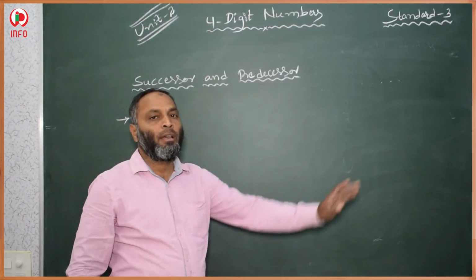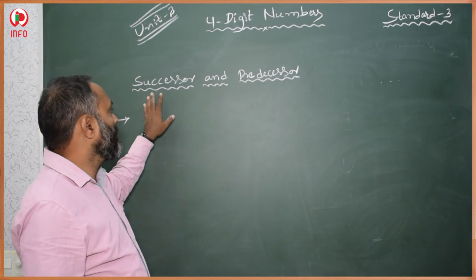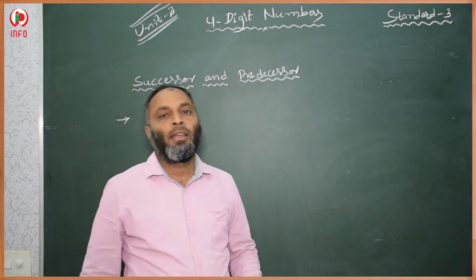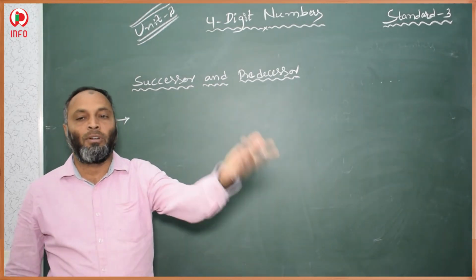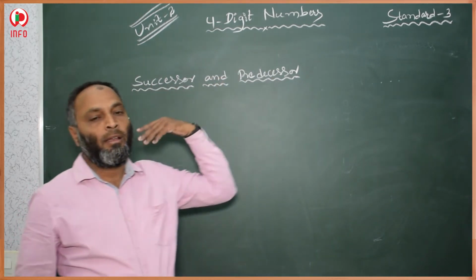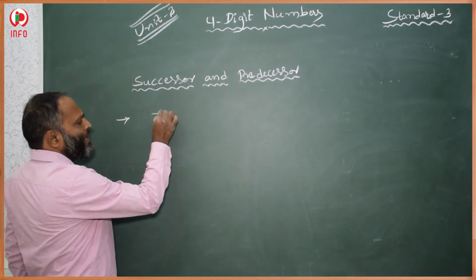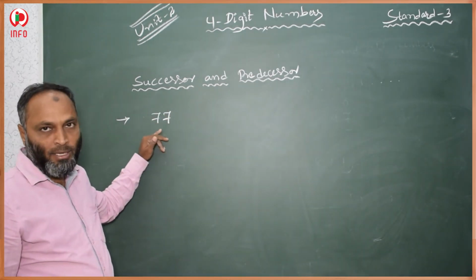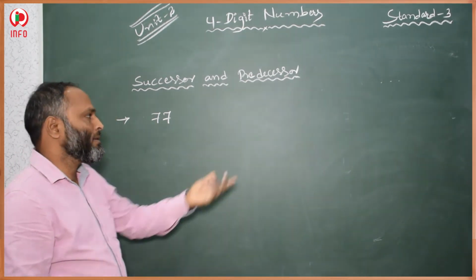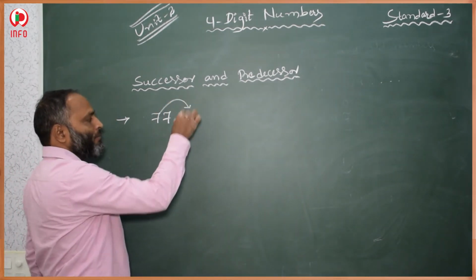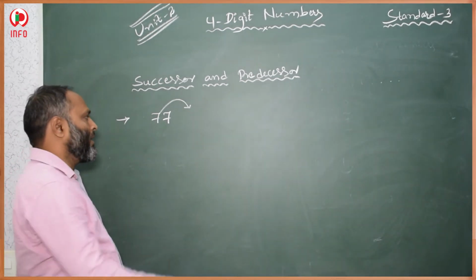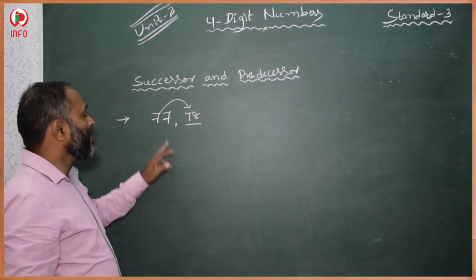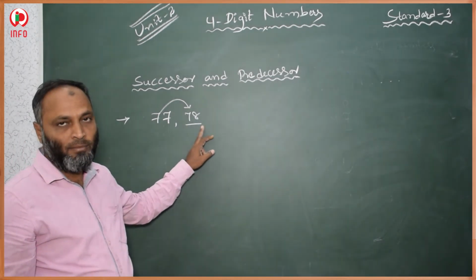Yes, friends. Now we are going to discuss successor and predecessor. What is the successor and what is the predecessor? Successor means forward. Predecessor means back. Suppose 77 is a number, and I ask what is the successor of this number. Successor means forward, what comes after this number? After 77, 78 will come. So the successor of 77 is 78.